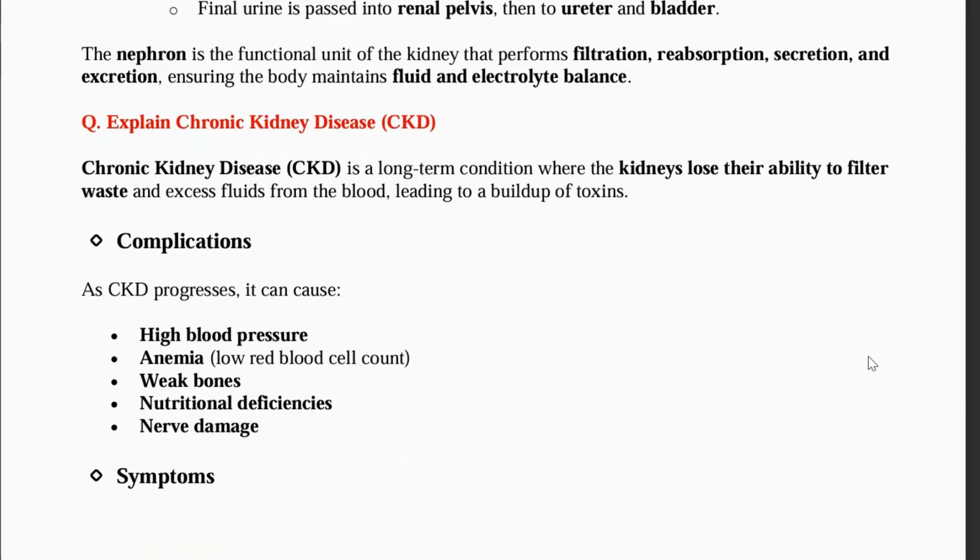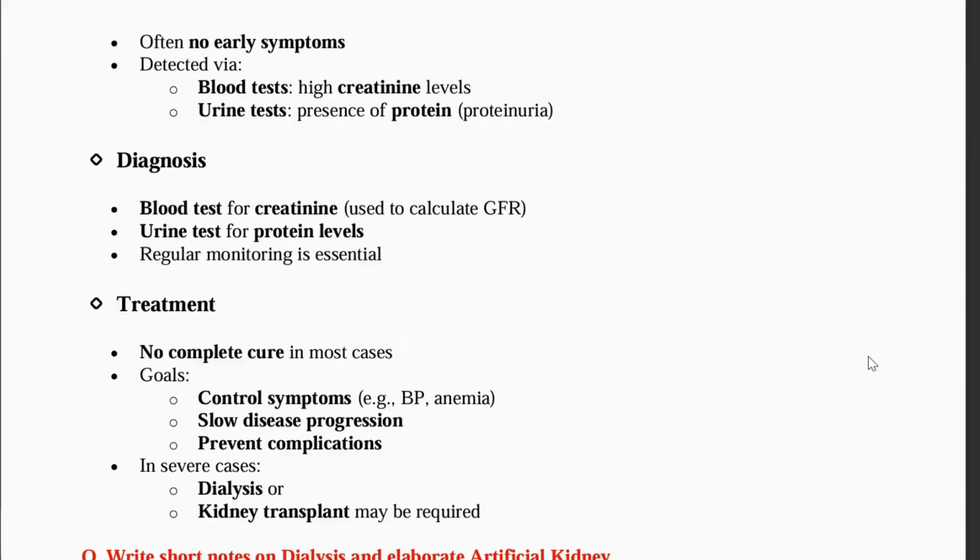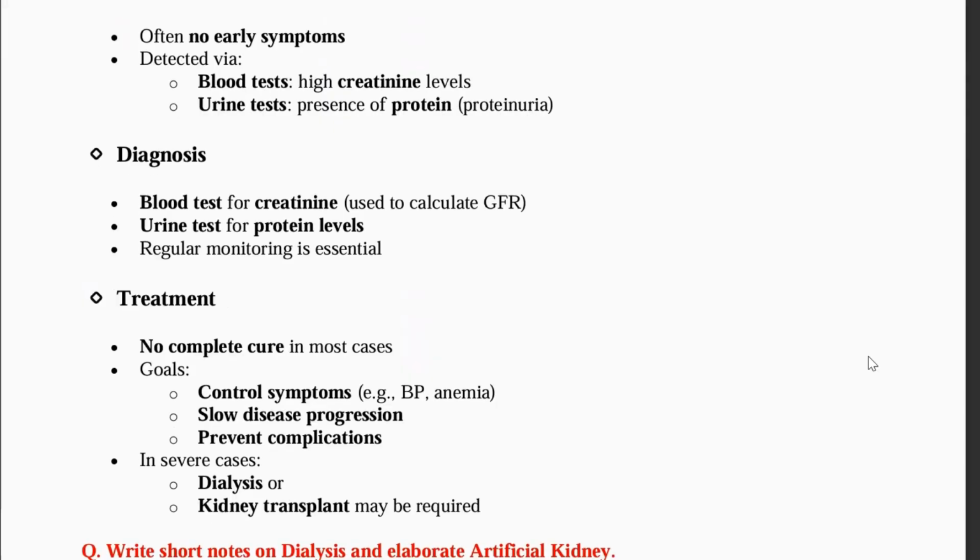This is a long-term condition where the kidneys lose their ability to filter waste and excess fluids from the blood, leading to a buildup of toxins. What are the complications of CKD? As it progresses, it can cause high blood pressure, anemia, weak bones, nutritional deficiencies, and nerve damage. What are the symptoms? Often there are no early symptoms, but it is detected via blood and urine tests.